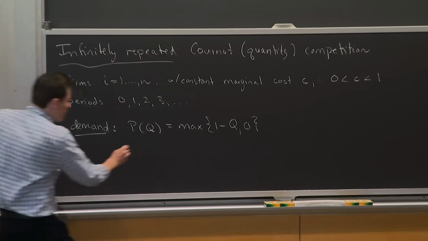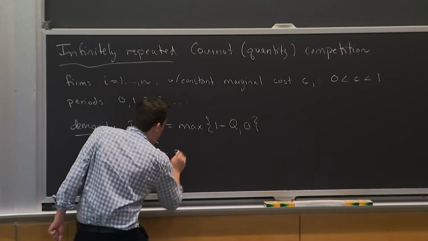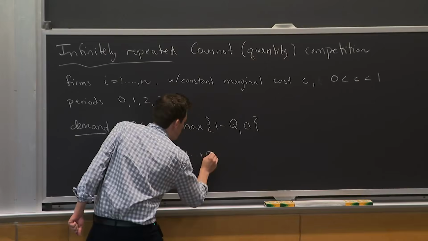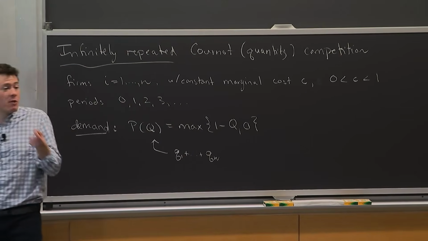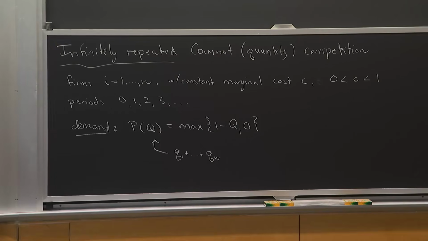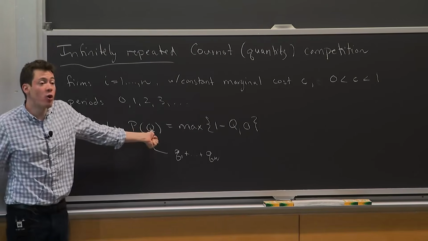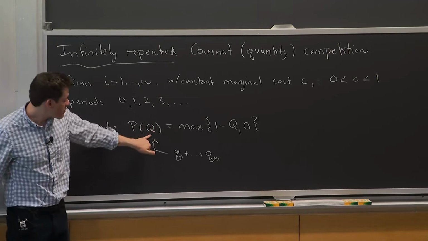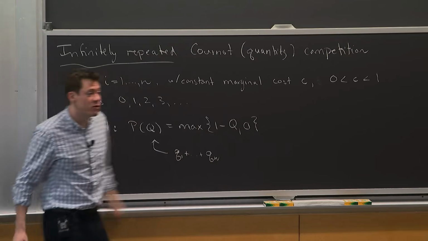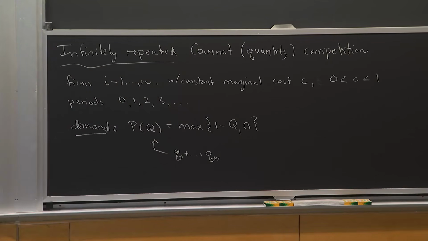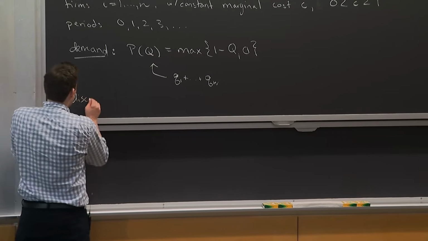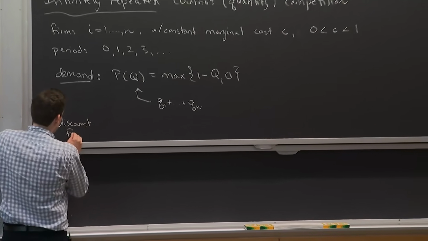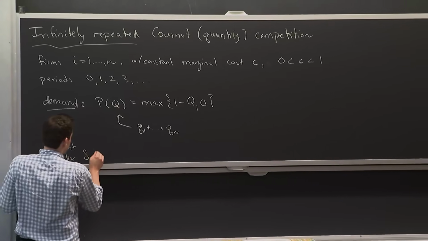And Q, remember, is going to be Q1 plus Qn. So we're going to use the notation from before that little q's refer to how much is produced by a single firm. The big Q is the total amount produced by all the firms together. So the total amount produced is the sum of the amounts produced by each of the n firms. And then we're going to use standard discounting. So everyone's going to have the same discount factor delta.